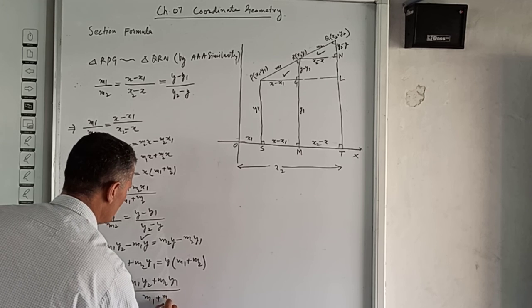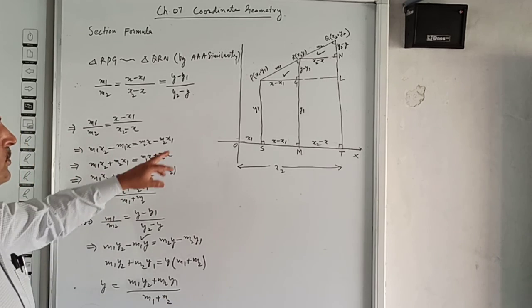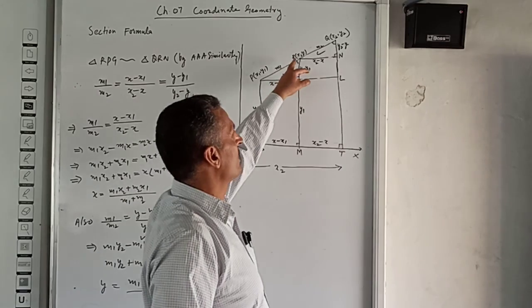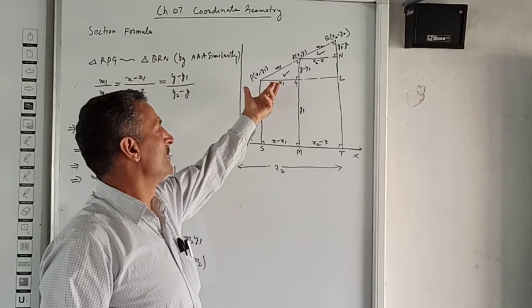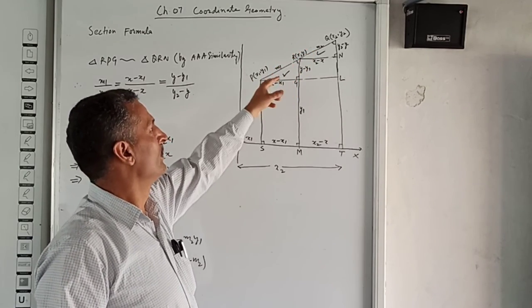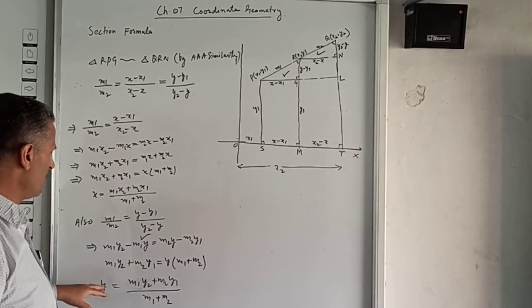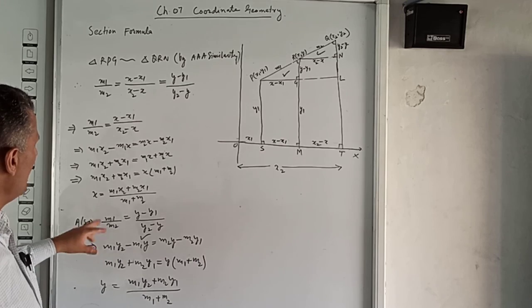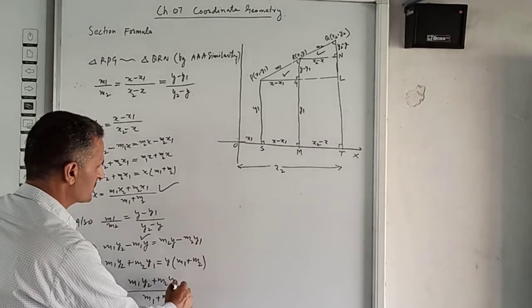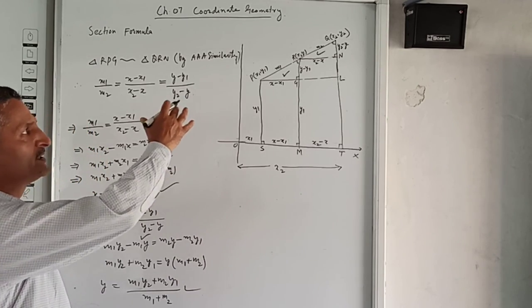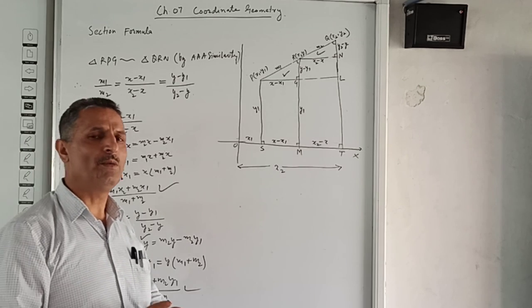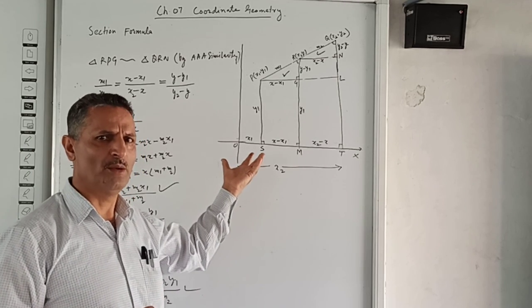So this is y. So you have found here the coordinates of y which divides this in the ratio of m1 is to m2. So this is the section formula. You have found here the coordinates of x and the coordinates of y which divide this PQ in the ratio of m1 is to m2. Thank you.